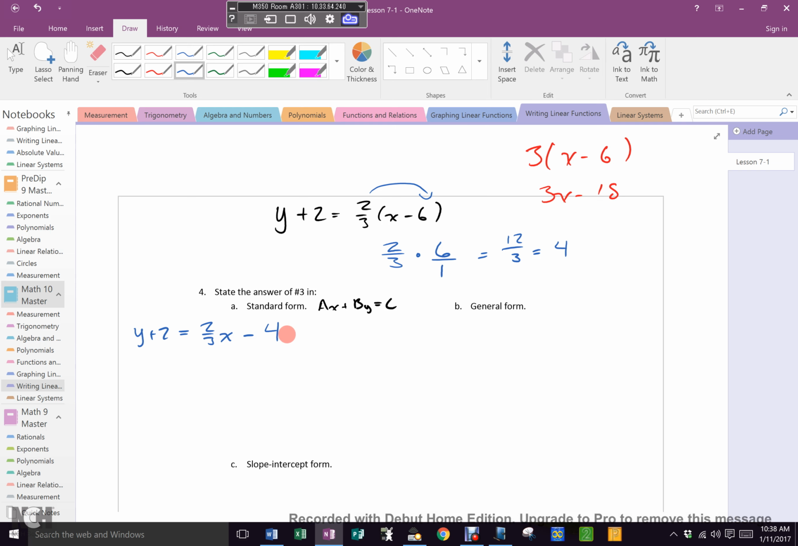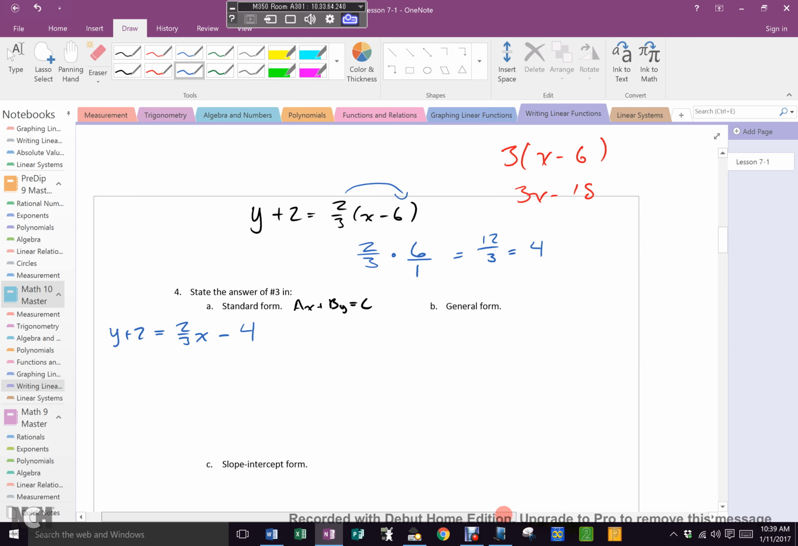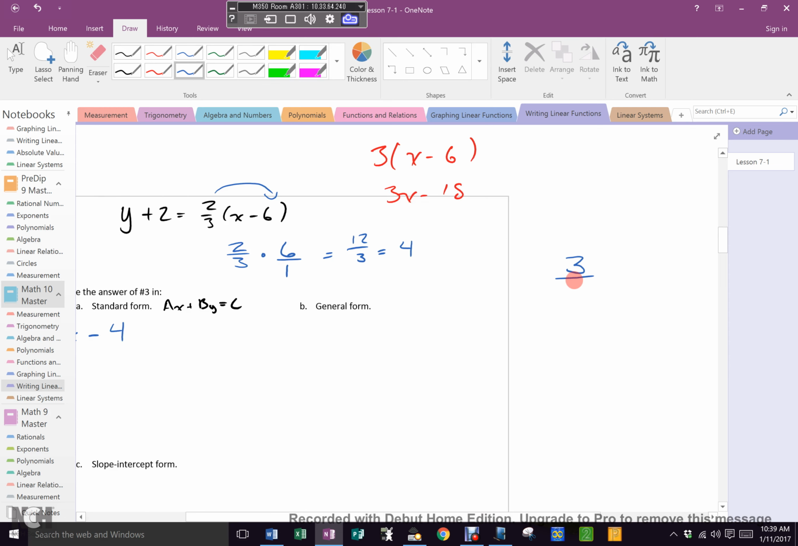Now what do you want to do? Now I want to get rid of that fraction. How do I do that? Multiply by? What do I multiply by? If I had 3x over 5 equaled 6, what would you do?